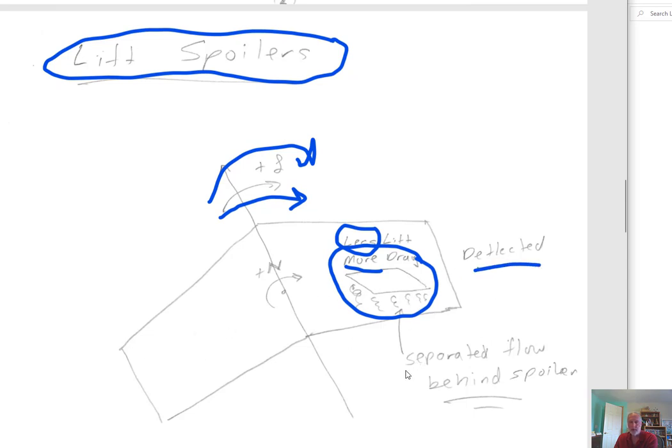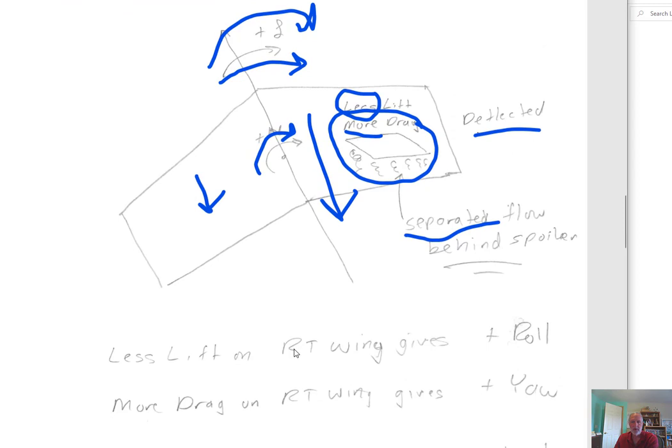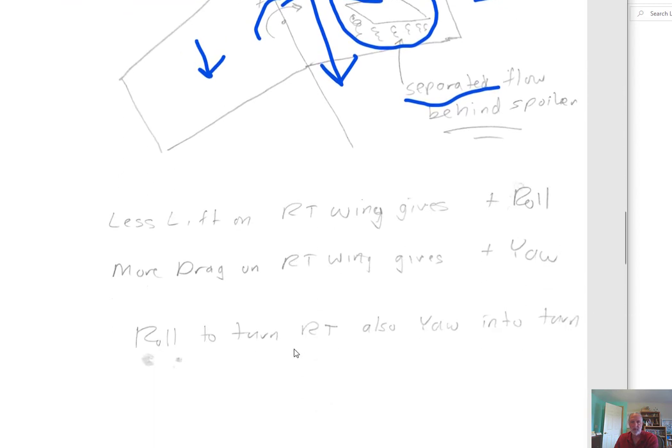You get separated flow behind the lift spoiler, so that kills the lift because the flow is separated, and you get more drag from that separated flow, which means you get the positive roll, but because the drag is higher on this side than it is on this side because of that separated flow, you also get a positive yaw. I guess you could call it proverse, but it just means it's yaw into the turn as well as banking into the turn. So that's the benefit of using a lift spoiler.